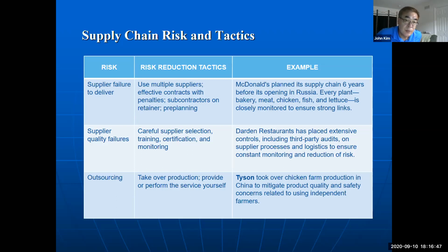So supply chain consists of many companies, outsourcing companies, and so on. There are some risks like this: supplier failure to deliver. A tactic to reduce that risk is to use multiple suppliers. After that, Hyundai tried to make multiple suppliers.